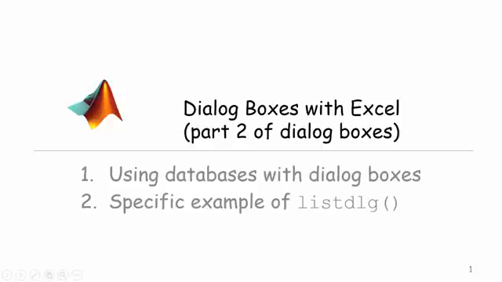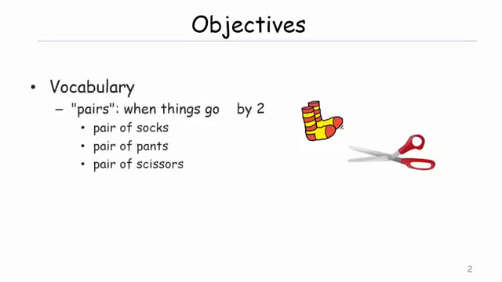This is tutorial part 2 of dialog boxes with MATLAB. I've already introduced input DLG and message box in a previous little video, but this time I want to combine and conclude a chapter with Excel and a specific example of listdlg, which is a little bit different than all the other ones that we've seen.